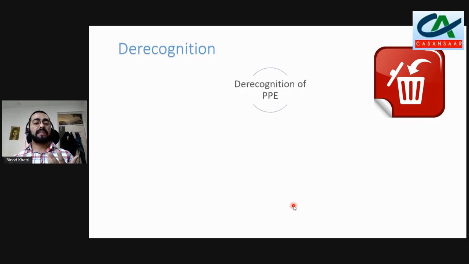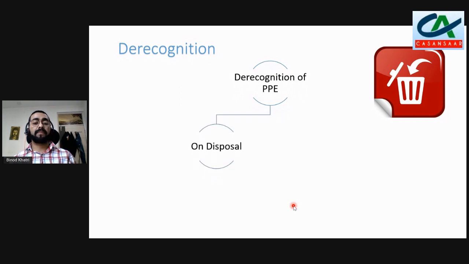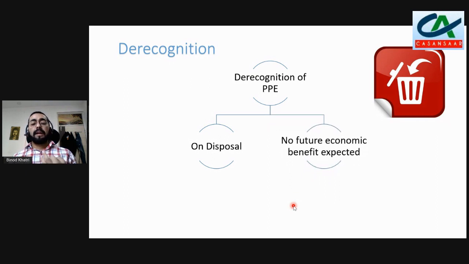Now let's see the conditions for derecognition of PPE. On disposal means simply, if you are selling any PPE, we need to derecognize that from our financial statement. In our example, if we are selling that AC, disposing that AC, in that case we need to derecognize that AC from our books of account. We need to remove that from the financial statement. And one important condition is that no future economic benefit is expected.